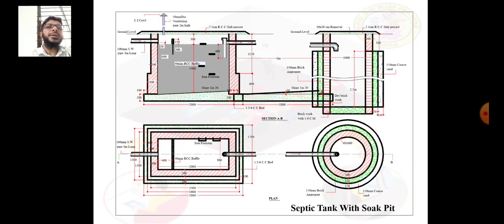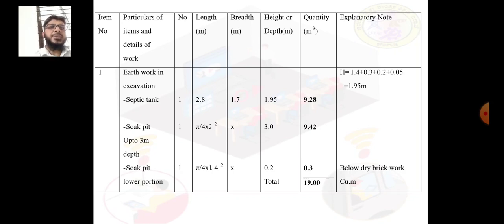Now we will start the first item, estimation of the first item, that is earthwork in excavation. So first we will take the septic tank, which is one number. So from this sketch, as I told in earlier sessions also, before estimation always you have to take a printout of the sketch. So wherever dimensions are there you can compare them in the sketches. So from the sketch you can take the outer dimension, means bedding.